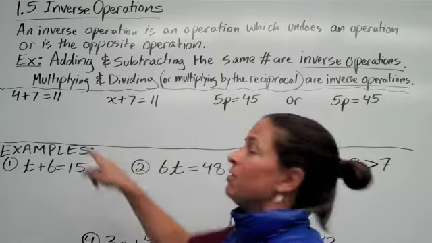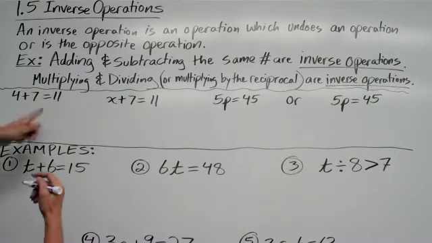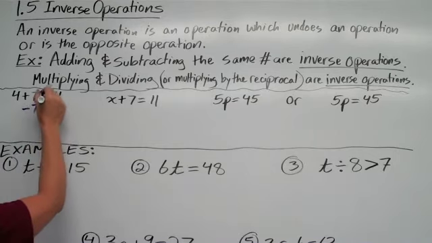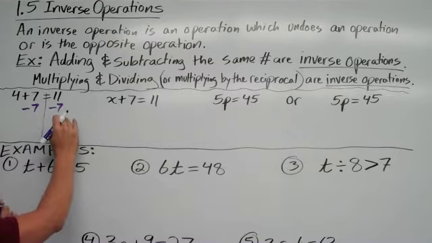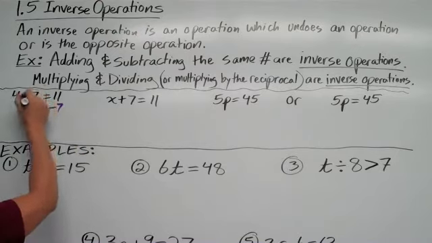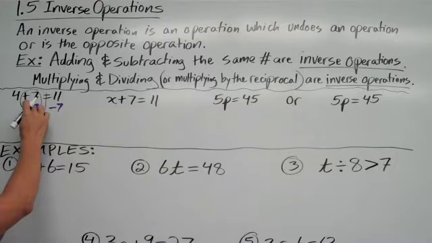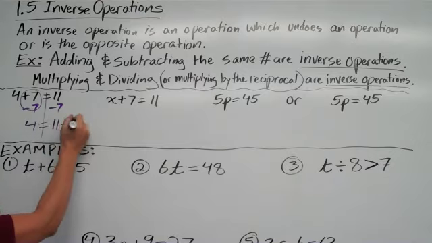If I have 4 plus 7 equals 11, the inverse of plus 7 would be minus 7. So if I was to build a fence and subtract 7 on both sides of the equation, I would end up with 4 plus positive 7, negative 7, which makes 0, is equal to 11 minus 7.